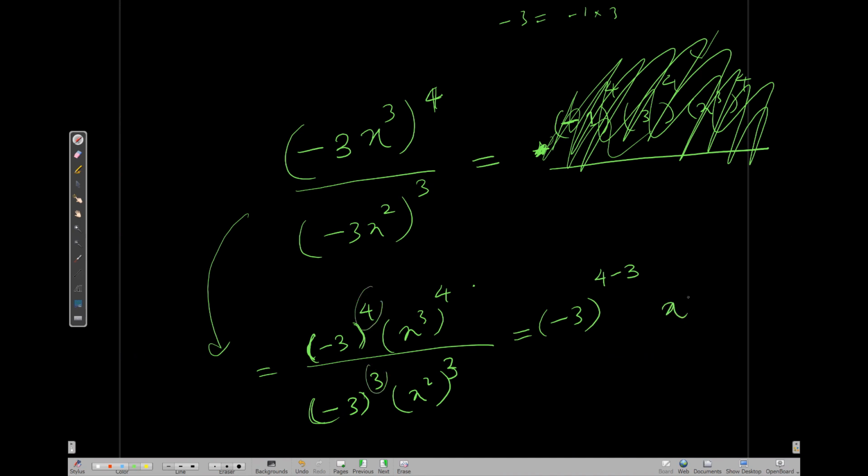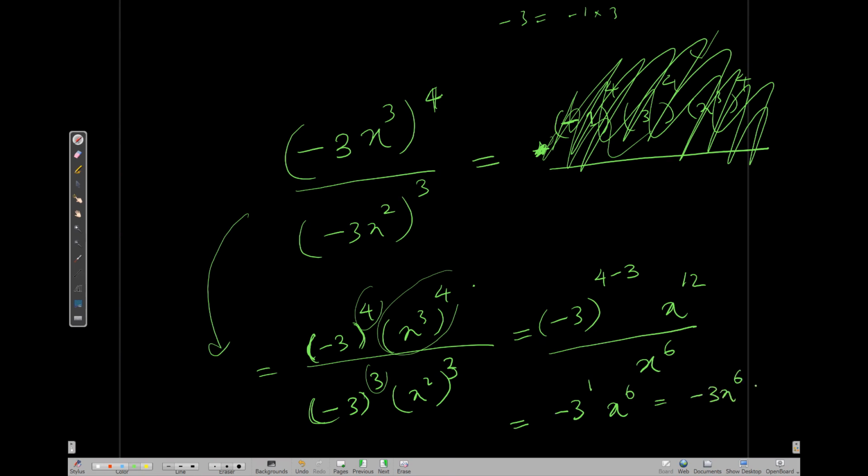And then x cubed, you cannot do that in this case, because here x squared and here x cubed. So in this case, it's better to do it like this: x to the 2 times 3, 6. So here negative 3 raised to the first power, which is negative 3, and then x to the 6th. So the answer is negative 3 x to the 6th.